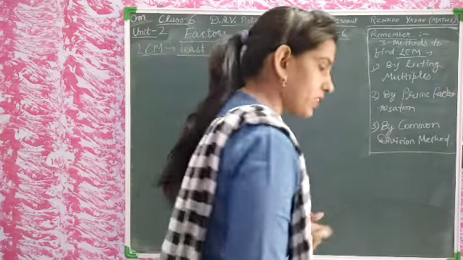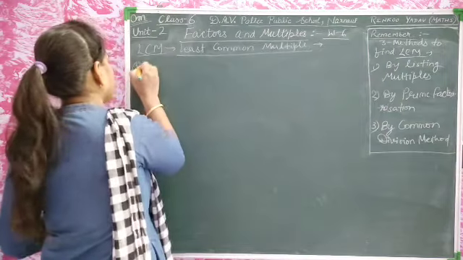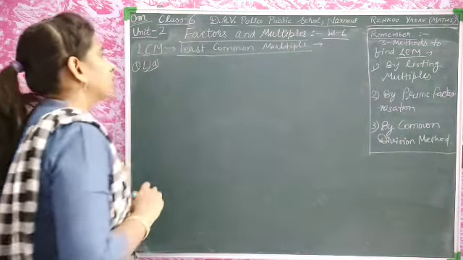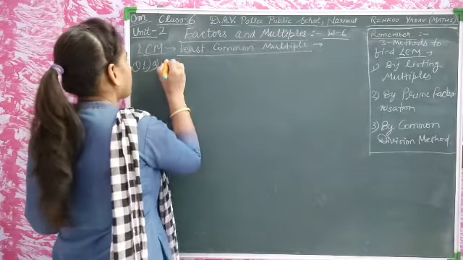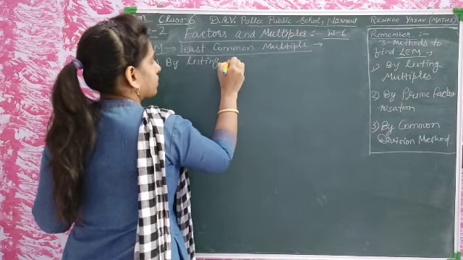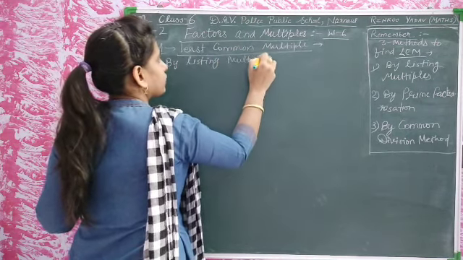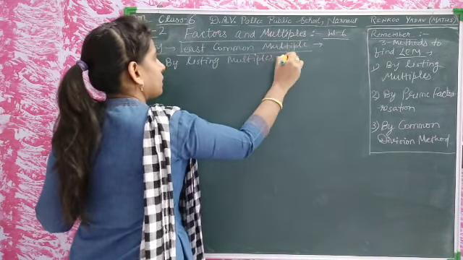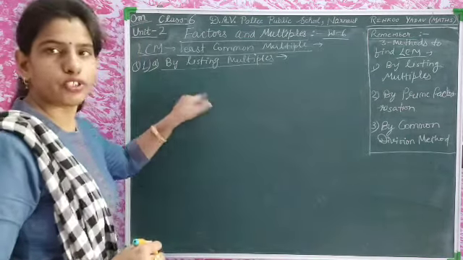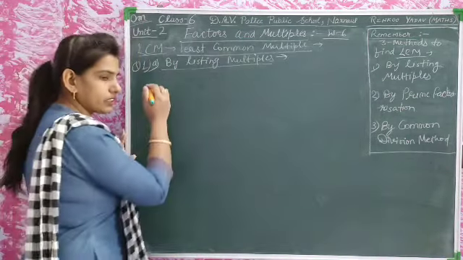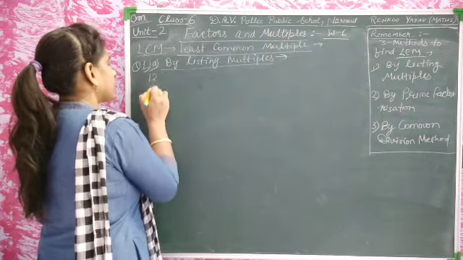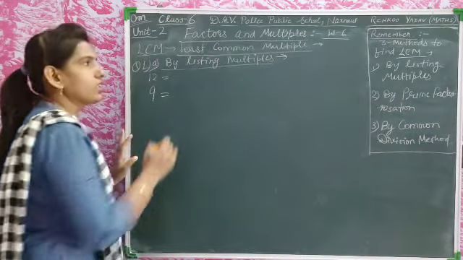By listing multiples, there is worksheet 6, question number 1, part A. First, we will solve by listing multiples. Is it clear, students? We have already done this method in the previous class, so it's not the new method. The two numbers here are 12 and 9.